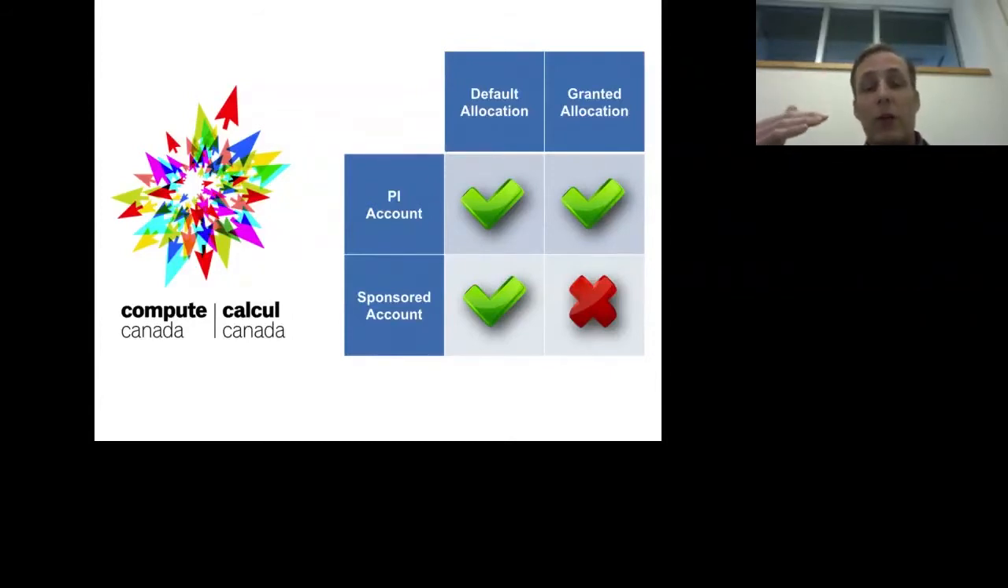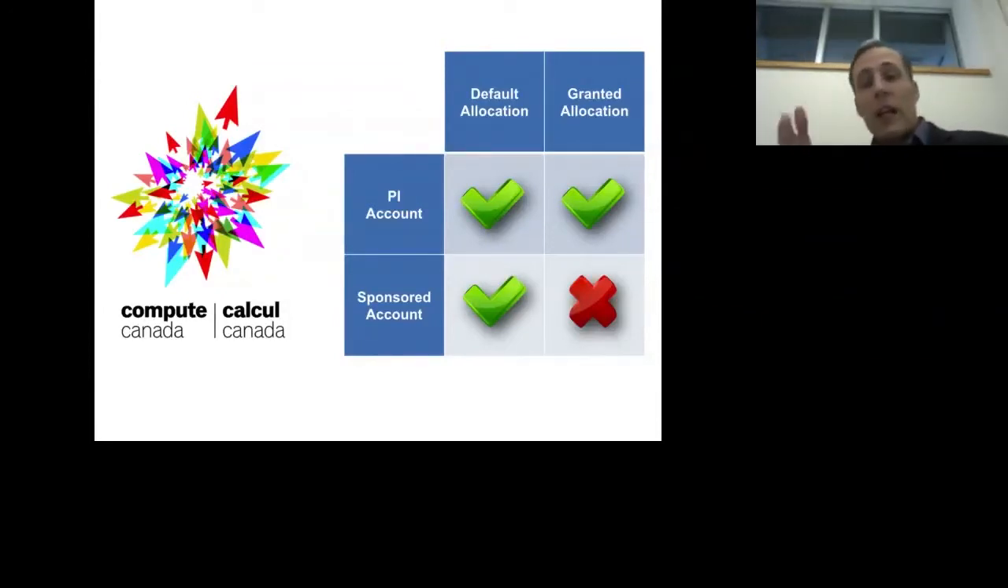Principal investigators are able to sponsor other users, and they can sponsor anybody that it would be of use to their research to have access to resources as well. So most of the time this is graduate students, but it doesn't have to be graduate students. It can be people from the community, researchers from other countries, graduate students from other countries. If they're doing work with you and you need them to have some compute power, some storage that they wouldn't normally have access to, you can sponsor them.